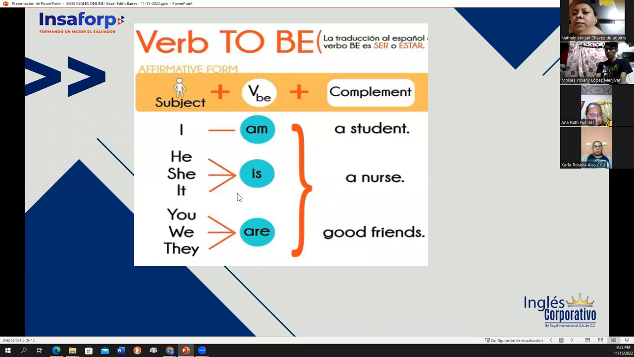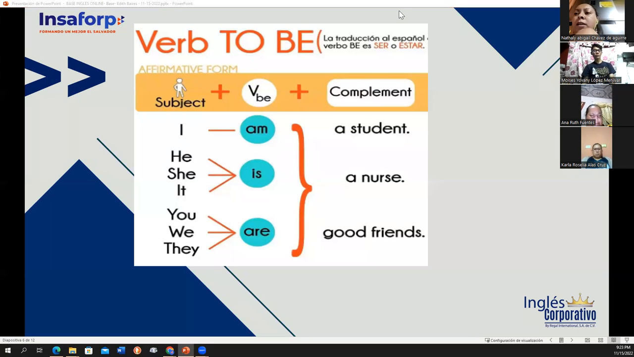Questions? ¿Preguntas acerca del verbo to be? En este caso estamos hablando de positive statements. Vamos a verlo también en forma negativa. Ok. ¿Cómo le agregaría en forma negativa? ¿Qué es lo que nos hace falta acá? Not. Ok, good. ¿A dónde iría el not?